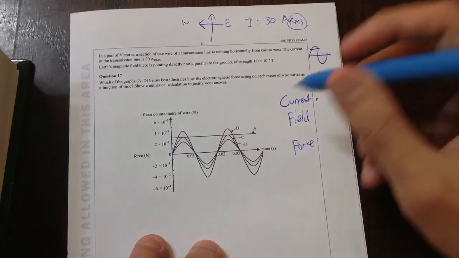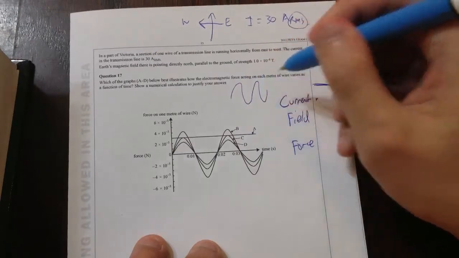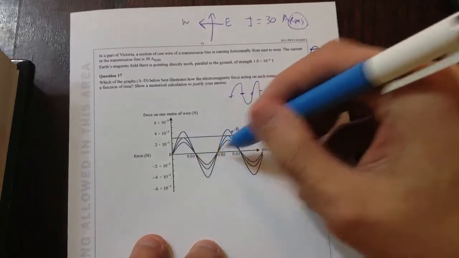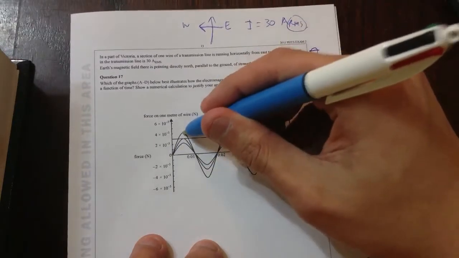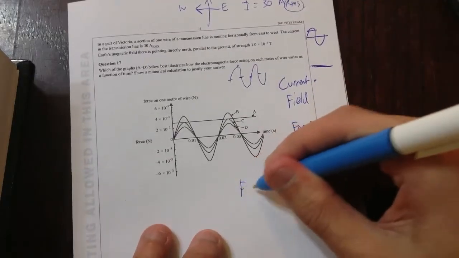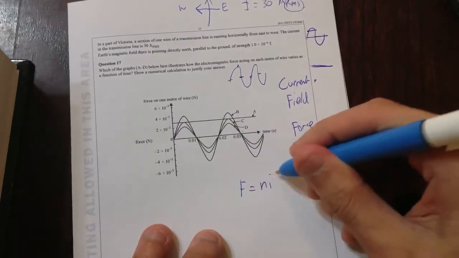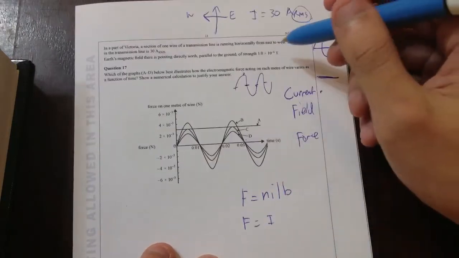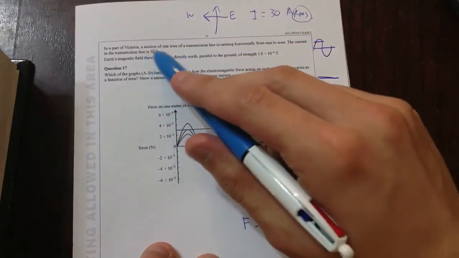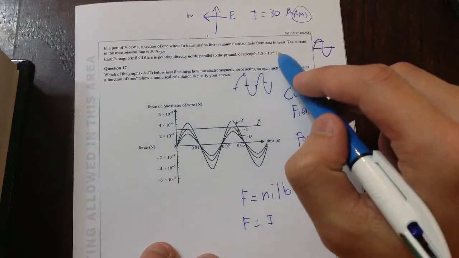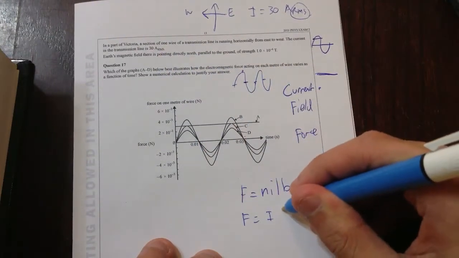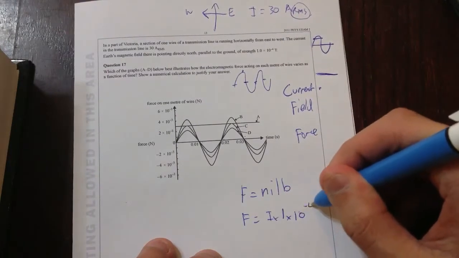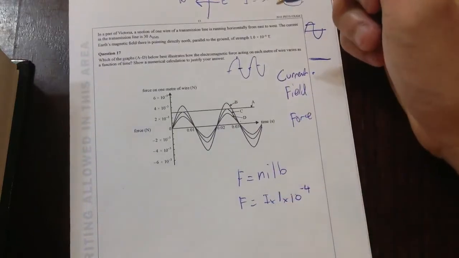So once we know it's AC, if the current's going up and down, then when the current hits zero, we're going to have no force. So it's going to be here. But when the current's at its peak, that's going to be the peak of our force. They want numbers, so we need to do NILB. So force equals, N is nothing, we have current. Our length, on each meter, is 1, and our field is 1 times 10 to the negative 4.